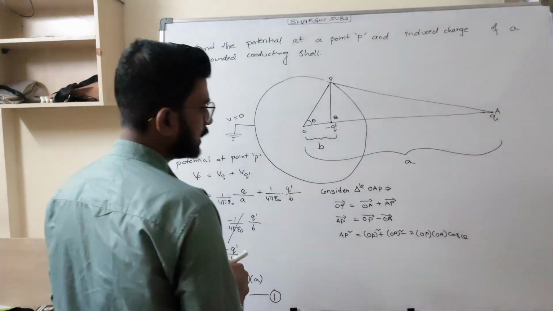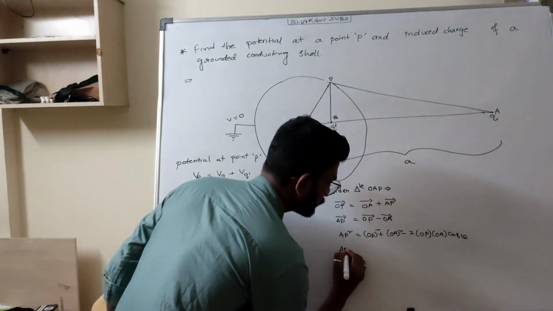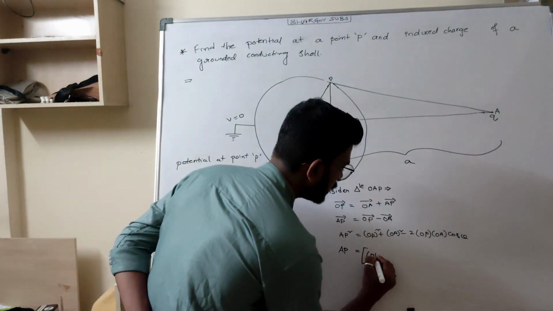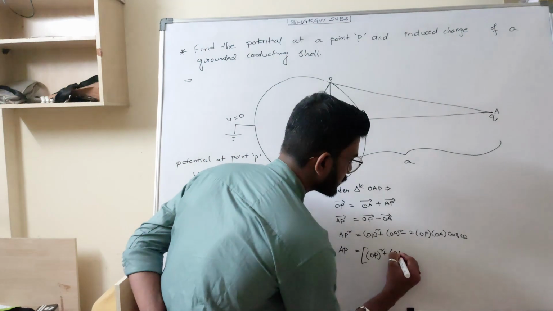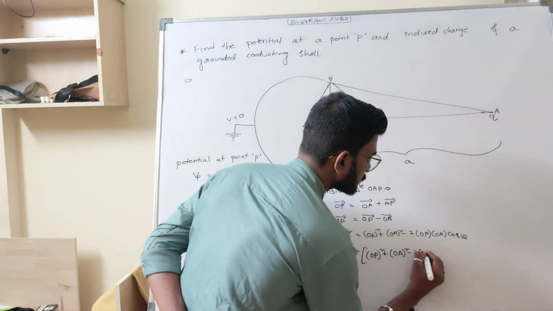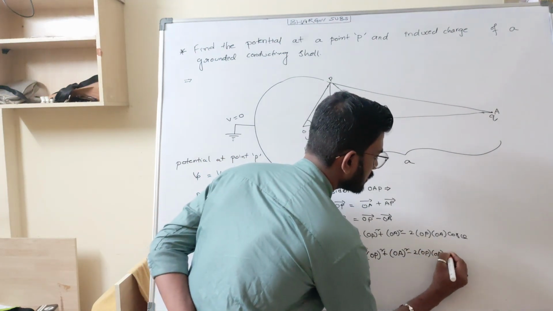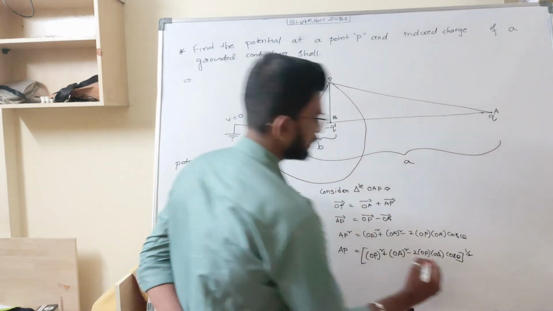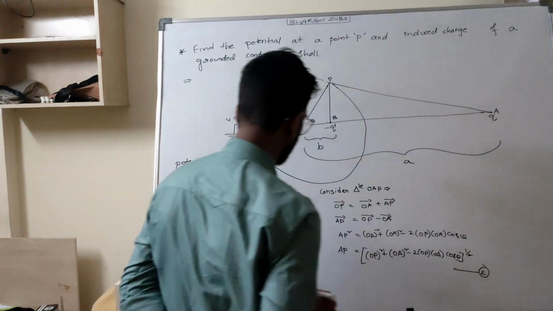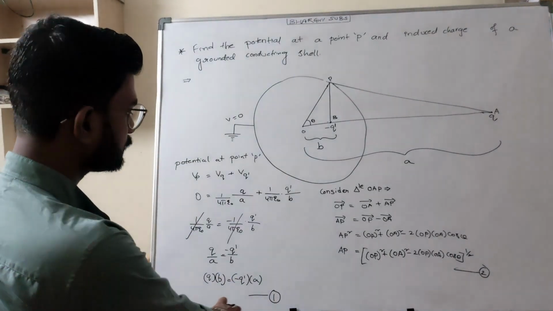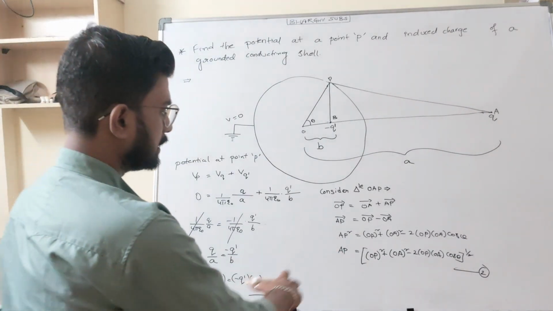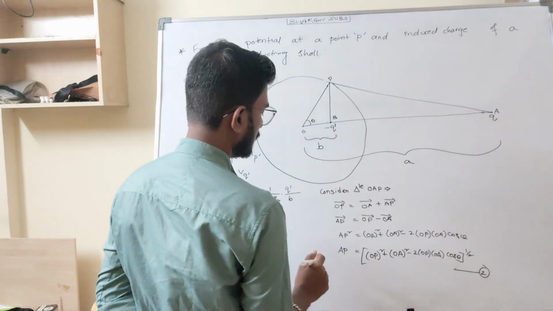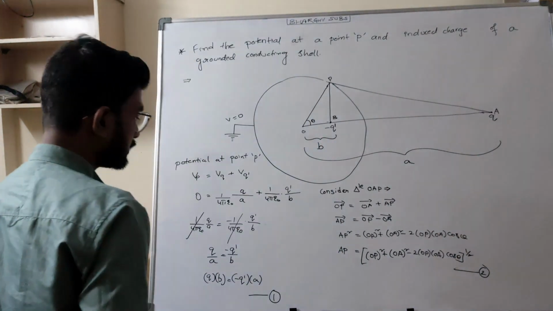So what is AP then? Sending the square to the right hand side, it becomes a root. AP is equal to OP square plus OA square minus 2 OP OA cos theta, whole power 1 by 2. Let us consider this as equation 2. This was equation 1, that was equation 2.